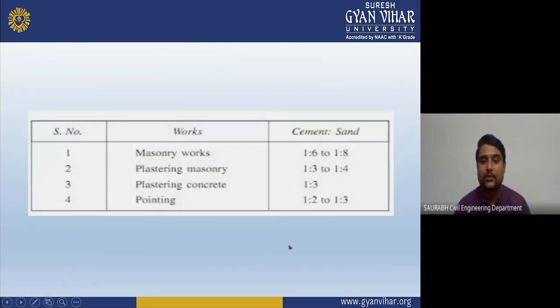Now we will see what is the ratio of cement to sand in the different kinds of mortar work. First one is given here, masonry work. For masonry work, you have to take the ratio of cement and sand between 1 to 6 and 1 to 8, where 1 is the part of cement and 6 is the part of sand, and similarly 1 is the part of cement and 8 is the part of sand.